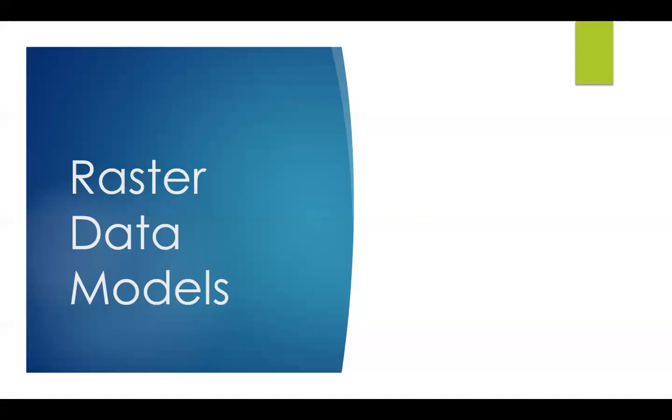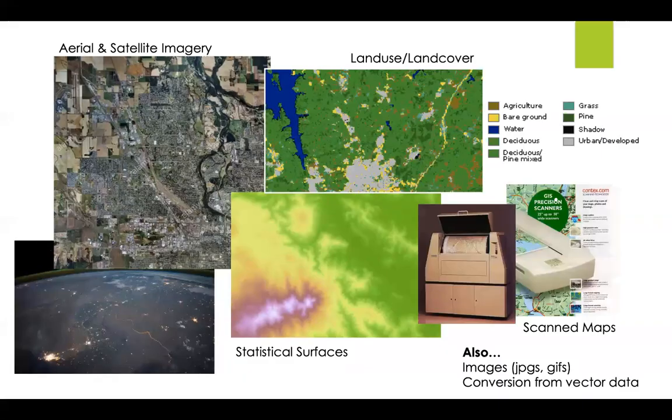All right, so let's talk about raster data models. Raster data is used for aerial and satellite imagery, land use and land cover, statistical surfaces of things like elevation or precipitation or temperature. It can come from scanned maps, say if you scan in a paper map to make it digital, or really any image that is, say, a JPEG or a GIF or a TIFF. And it can also come in the form of conversion from vector data, which you might do to make your GIS analysis a bit easier.